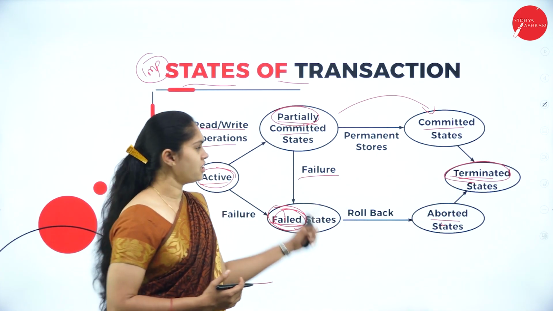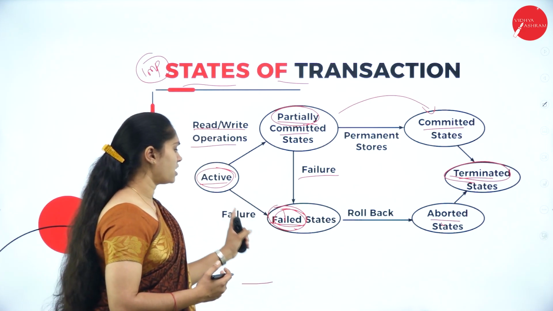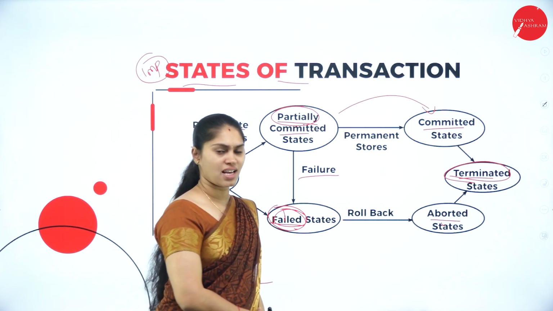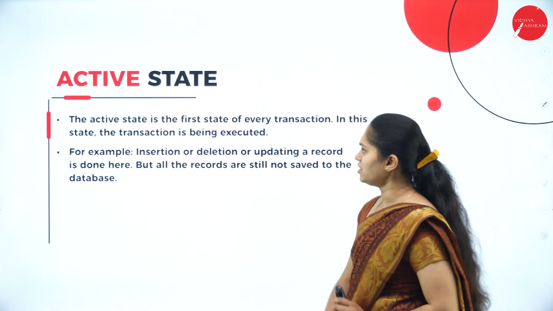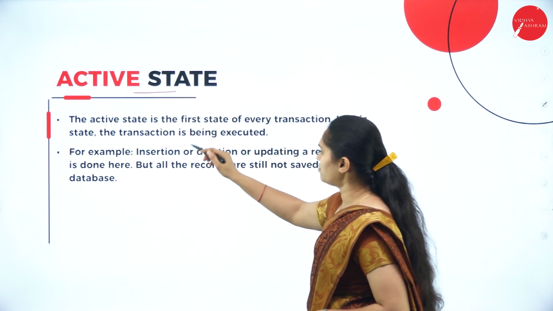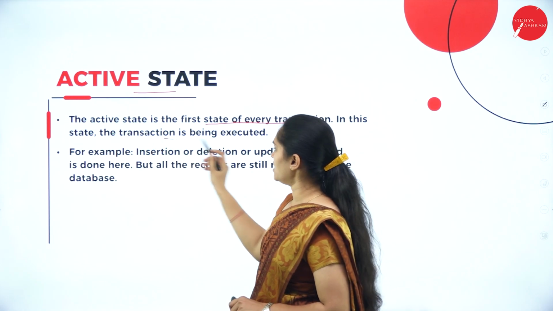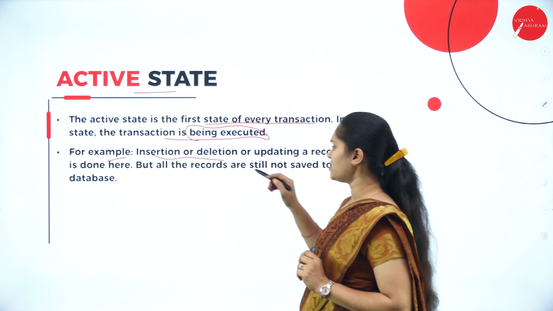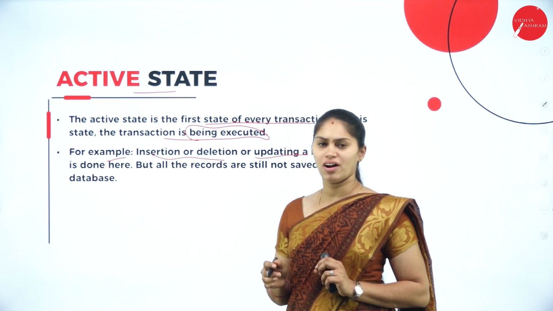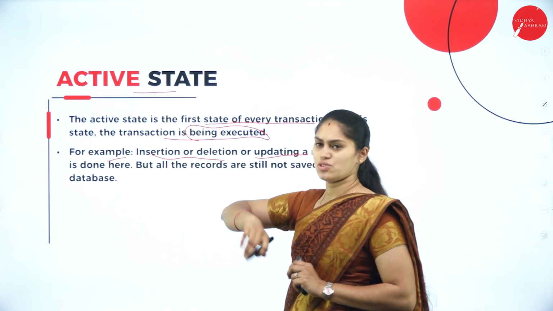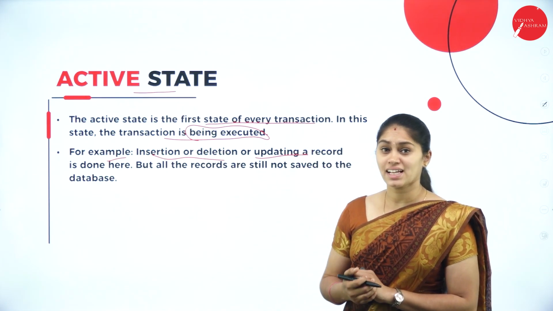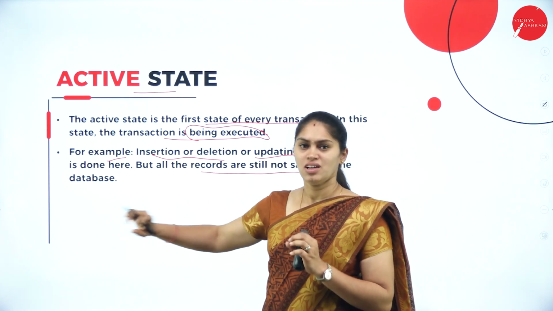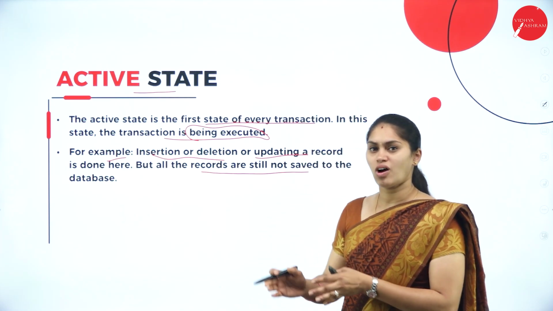This diagram is important, the notation is important, and mention what different activities take place at each state of a transaction. That is what the states of a transaction are. First we have an active state. It is the first state of every transaction. In this, the transaction is being executed. If you take the example of insertion, deletion or updating of a record, that is also done in this active state. That means we are freshly starting the execution of an operation, but the records are still not saved to the database. We just started the transaction, but it is not yet saved.